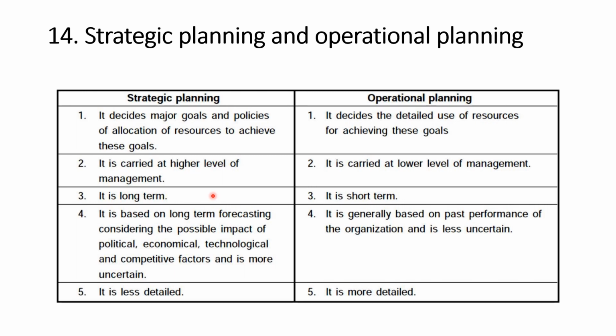Strategic planning is long-term, operational planning is short-term. Strategic planning is based on long-term forecasting considering the possible impact of political, economical, technological and competitive factors. Operational planning is generally based on past performance of the organization and is less uncertain. Strategic planning is less detailed, operational planning is more detailed. It's good to mention at least 4.